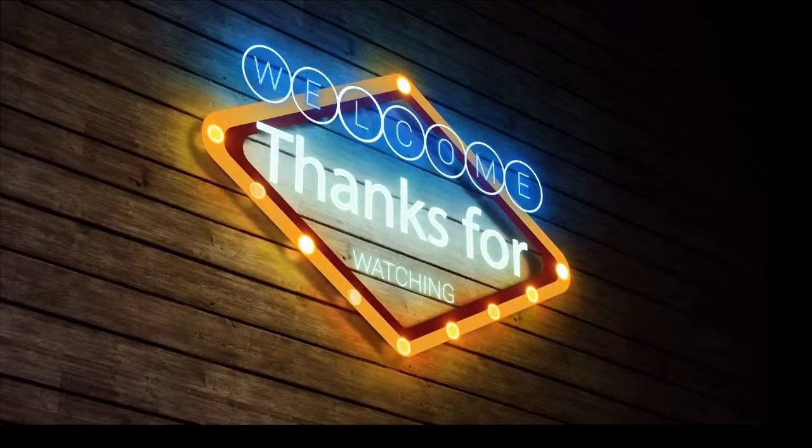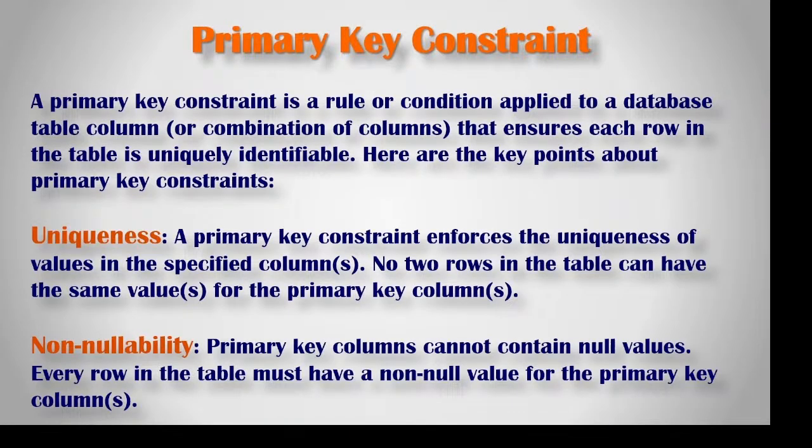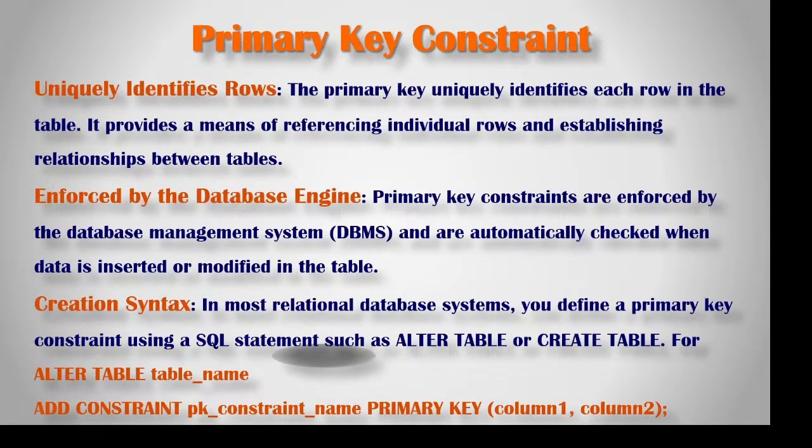A primary key constraint is a rule applied to a database table column or combination of columns that ensures each row in the table is uniquely identifiable. The key points about primary keys: Uniqueness. A primary key constraint enforces uniqueness of the values in the specified columns. No two rows in the table can have the same values for the primary key columns. Non-nullability. Primary key columns cannot contain null values. Every row in the table must have a non-null value for the primary key column. Uniquely identified rows. The primary key identifies each row in the table.